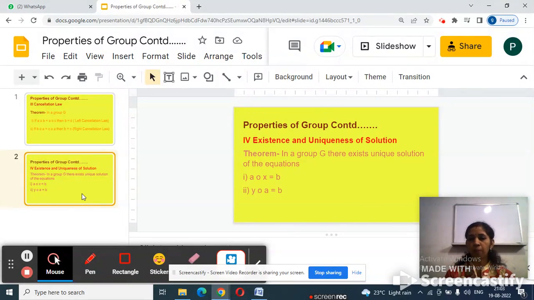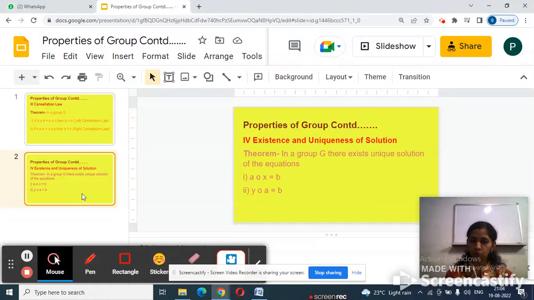And the fourth property is existence and uniqueness of solution. So in a group G, there exists a unique solution of the equations A operation x is equal to B and y operation A is equal to B.